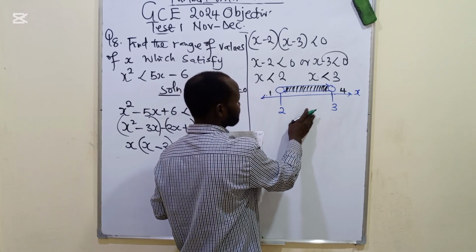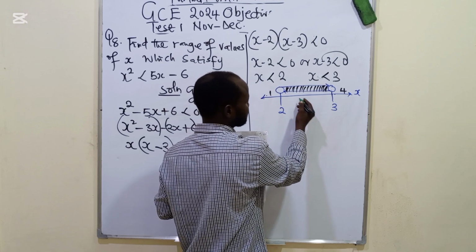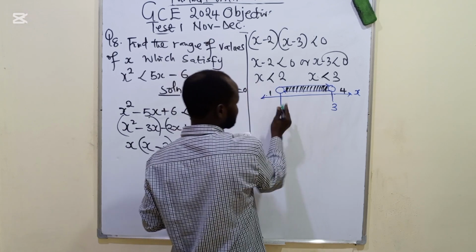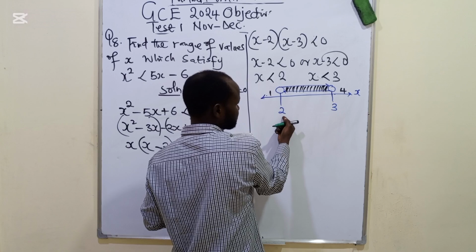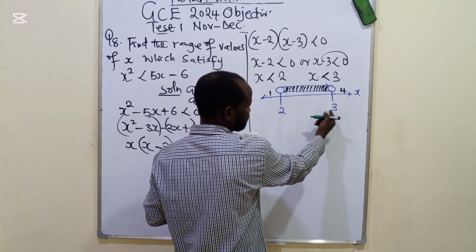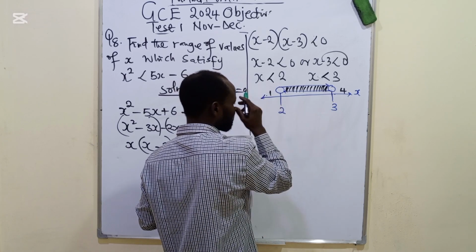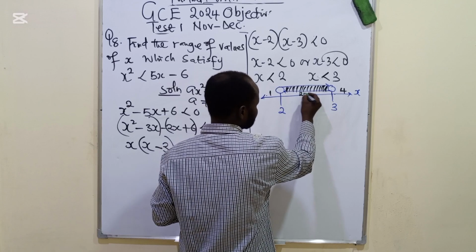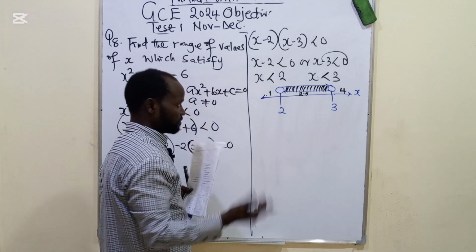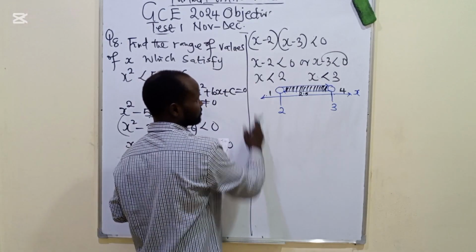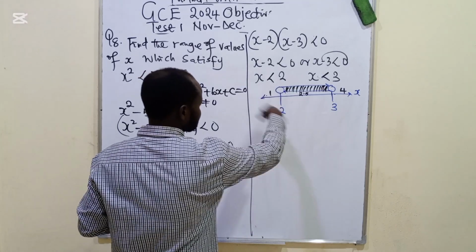Let's say maybe 3 or 2. No, because this 2 is not included. Or let's say 1 point something, or let's say 2.5. Okay, let's say 2.5. If we pick 2.5, will it satisfy, because 0 is still below this? Okay, so let's do this test.